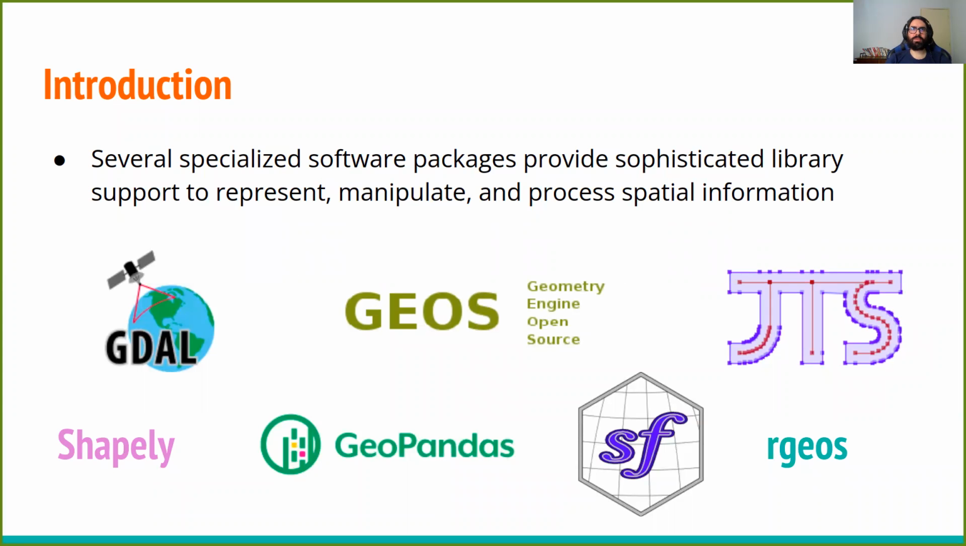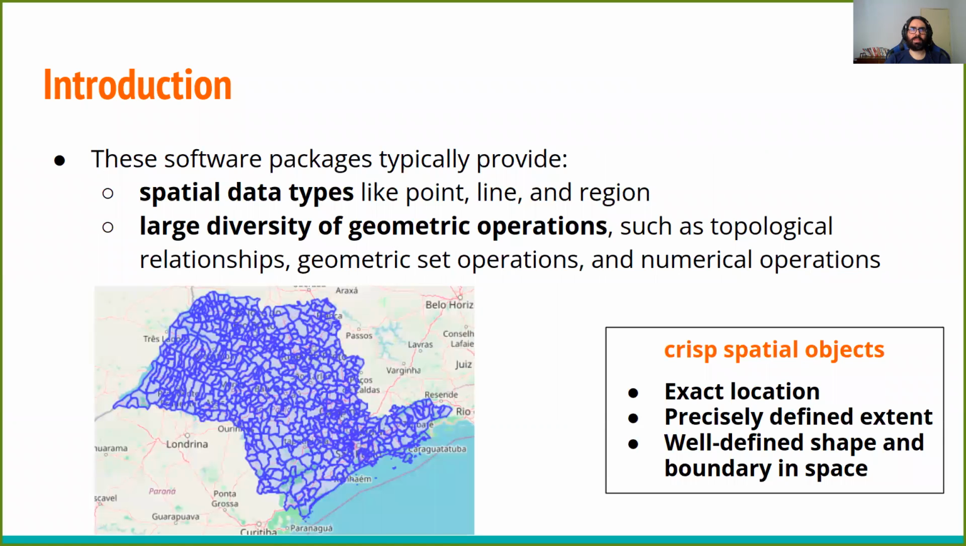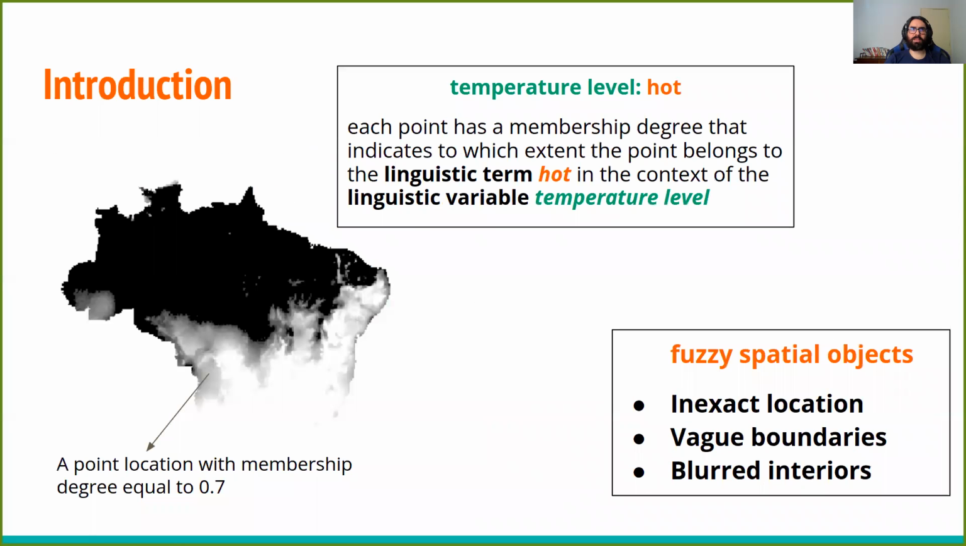Several specialized software packages provide sophisticated library support to represent, manipulate, and process spatial information. Some examples of such software packages are shown here. These software packages implement spatial data types for representation of crisp point, line, and region objects and include several geometric operations. Crisp spatial objects are characterized by an exact location and a precisely defined extent, shape, and boundary space.